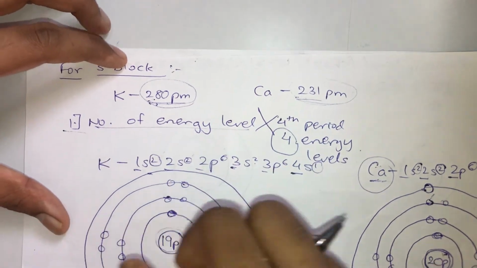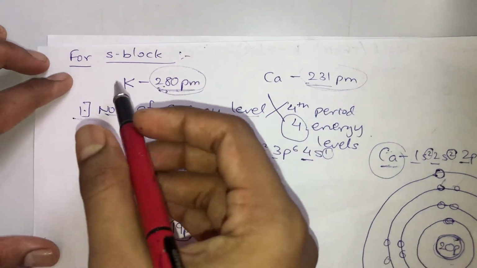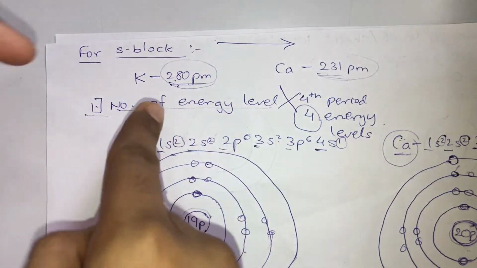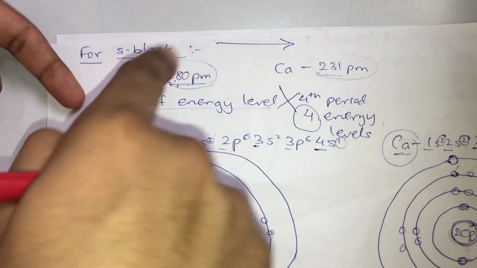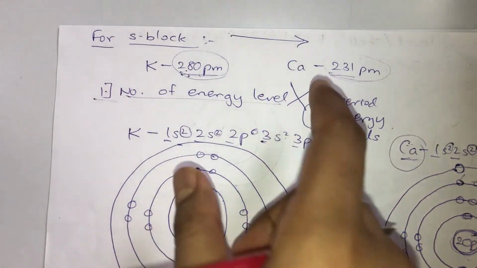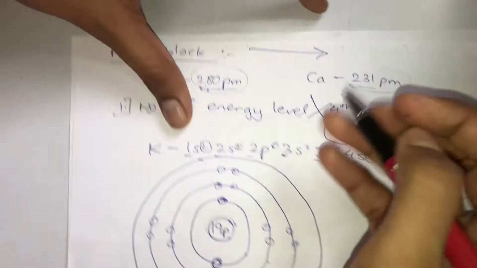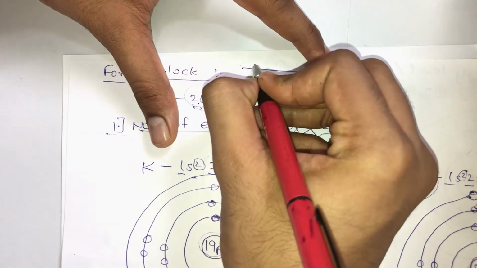So I hope, guys, you have understood for S block elements as we move from left to right, that is as we move from potassium to calcium. Can you see over here? As you are moving from potassium to calcium, that is from left to right, the atomic radii is decreasing.